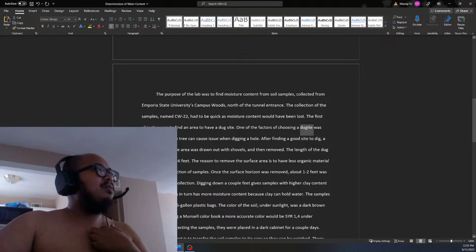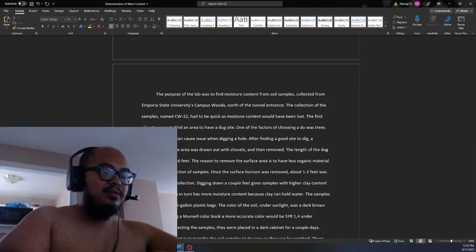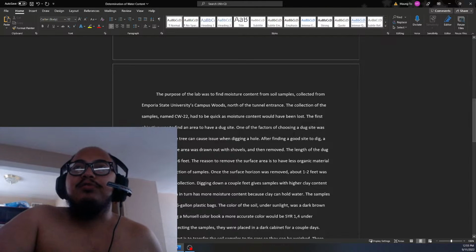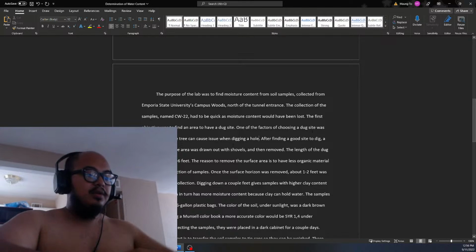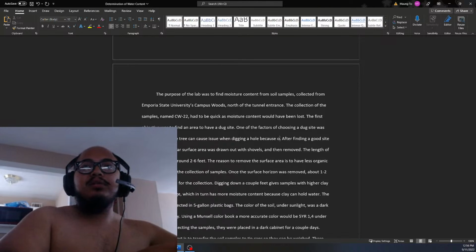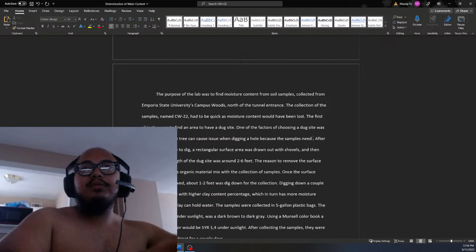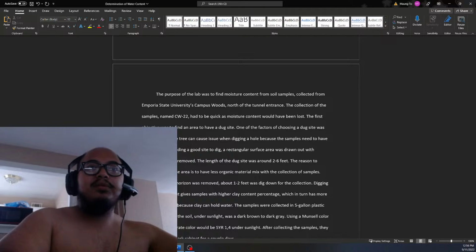All right. So let's see. Dig site. I don't know why it says digit. It's a good thing I'm rereading again. One of the factors of choosing a dig site was trees. Roots of the tree can cause issues when digging a hole. After finding a good site, because the samples need to have less organic material.